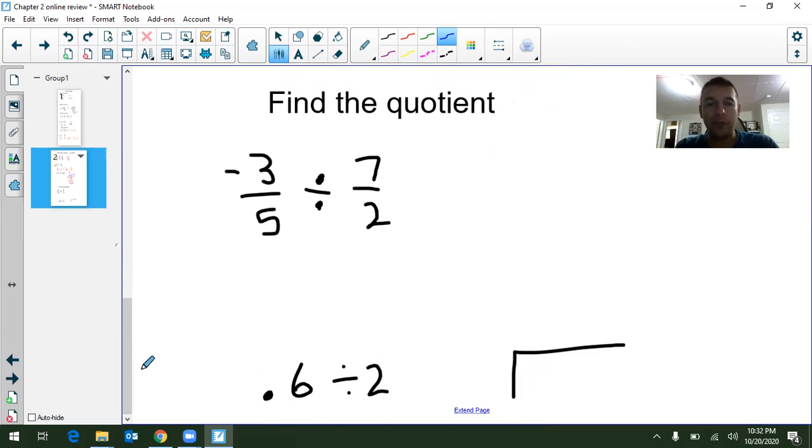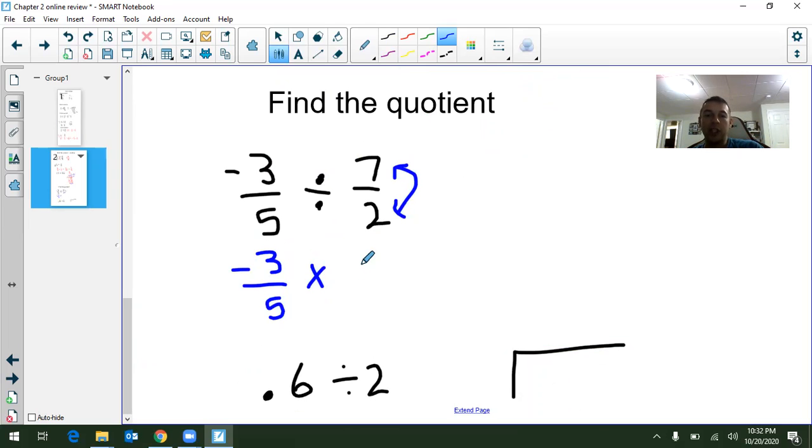Finding the quotient, or division problem. These ones, again, are pretty simple. You just have to remember we're going to turn this into a multiplication problem, and to do that, we have to do the inverse, or we have to flip the second number. So the first number stays the same, and we want to turn it into a multiplication problem.